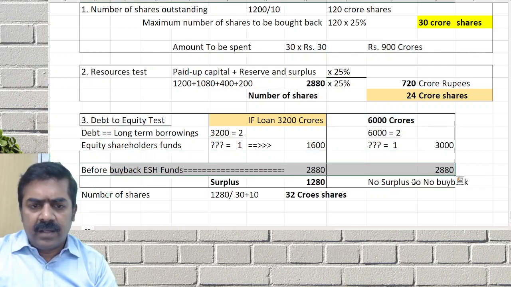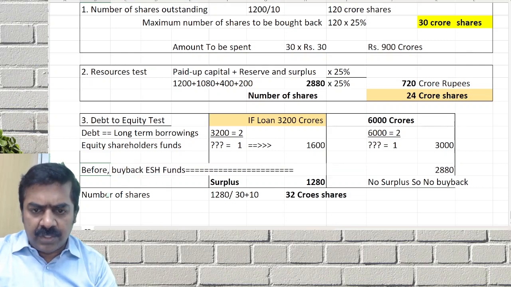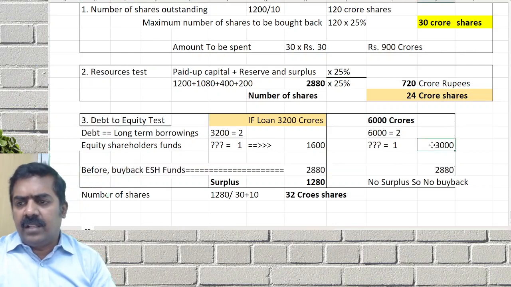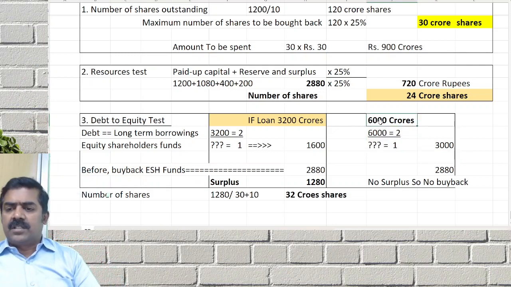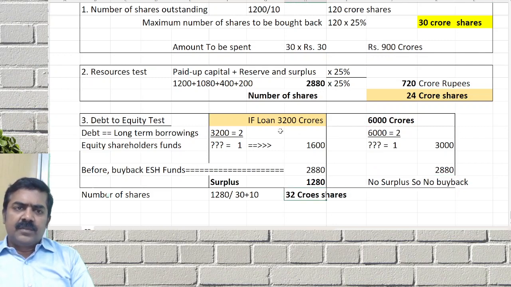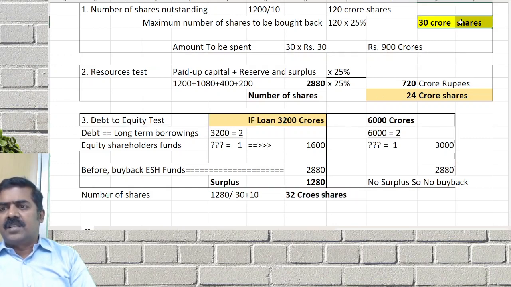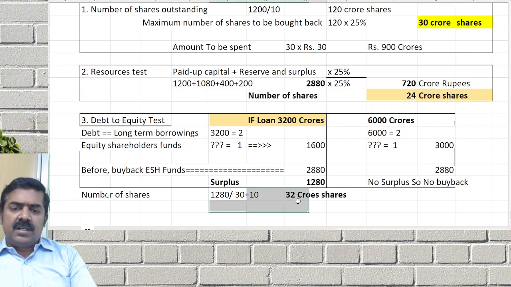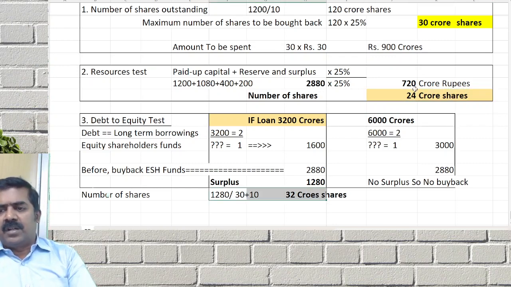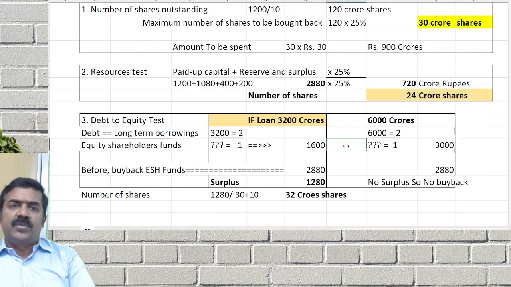Before the buyback, equity shareholders funds are only 2,880 crores. But we need 3,000 crores after the buyback. So if loan funds are 6,000 crores, there is no surplus, no buyback allowed. So only in the other case we can buy back, but we cannot buy 32 crore shares. First condition itself is limiting us with how much? 30 crore. Second condition allows up to only 24 crore shares. Third condition may allow up to 32 crores, but we have to limit our buyback with what? 24 crore shares.